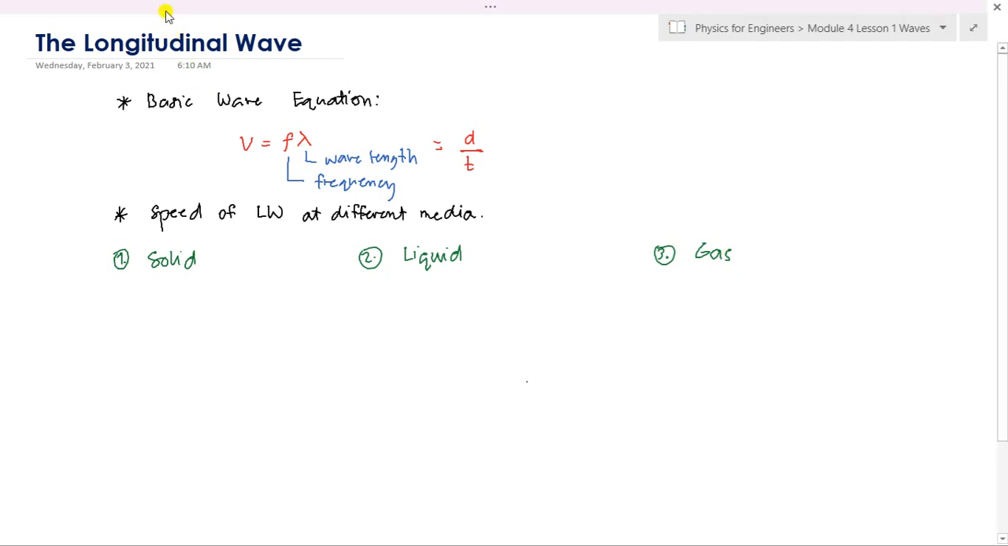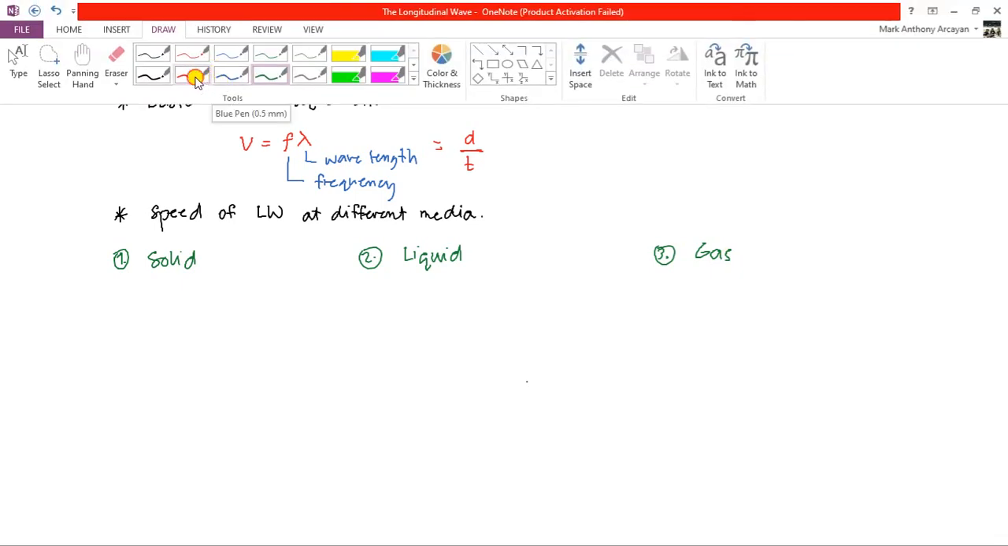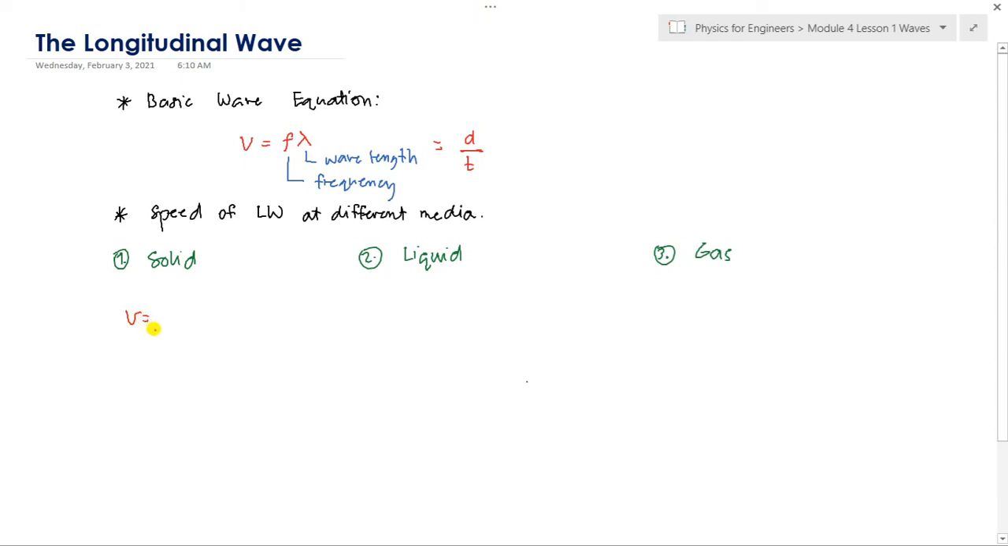So for solid, the velocity of our longitudinal wave v is equal to the square root of our Young's modulus Y all over the density of the solid. And by unit analysis, Young's modulus is in Newton per meter squared. If you are familiar with this, it is like a unit of pressure, that is force per square meter. Then below is density, which is in kilogram per cubic meter.